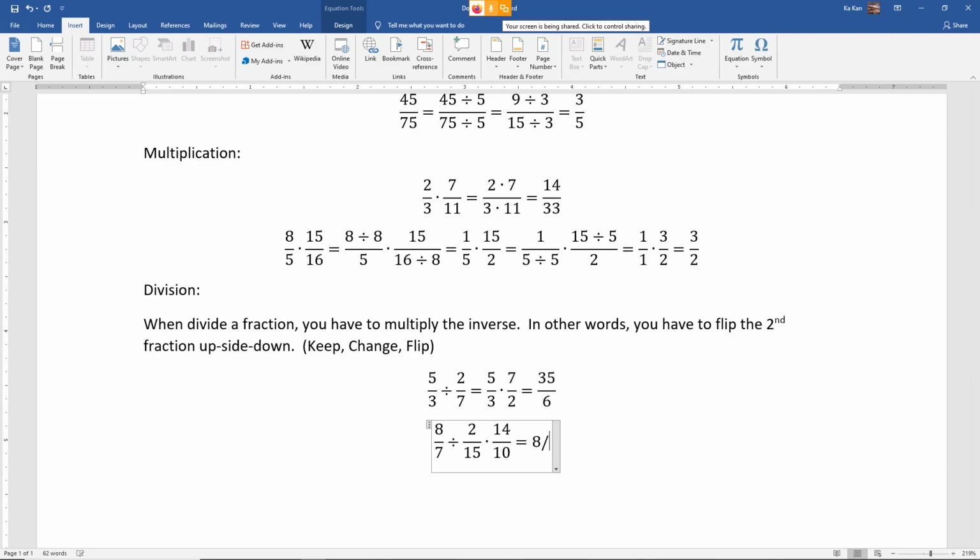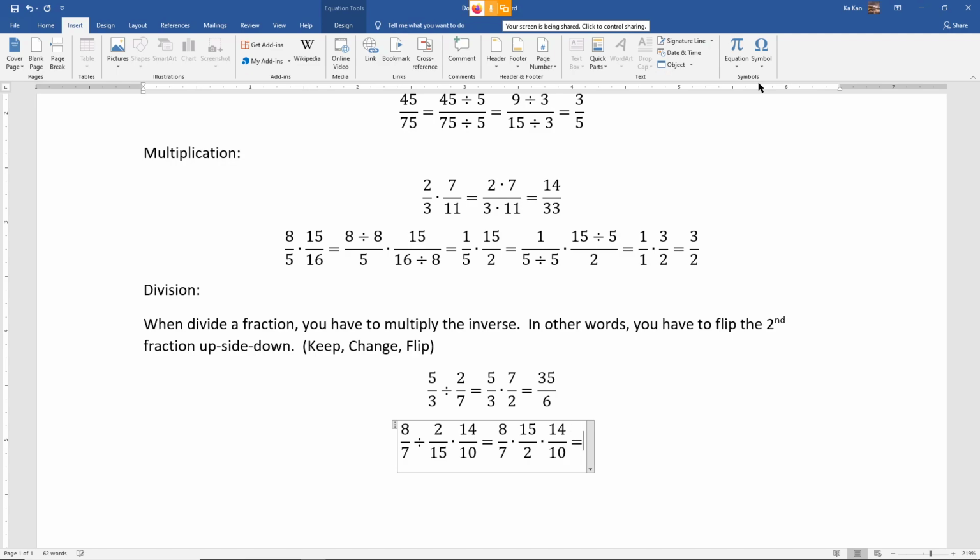So you'll do this, 8 over 7, right? Then you change, keep, change, flip, that second guy right there. So there'll be 15 over 2, right? But you don't do anything with that 14 over 10. You keep it the same. That's the first step. 14 over 10, just like that. And then you can do your simplification.